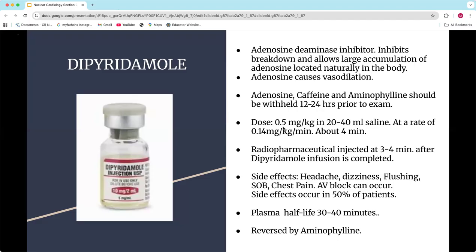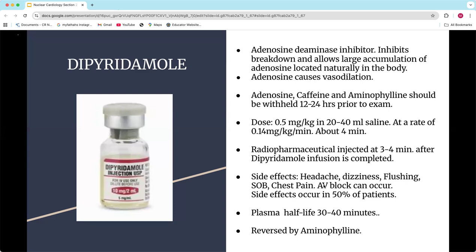The way they dose this is 5 milligrams per kilogram in 20 to 40 ml of saline, and then you create a rate on whatever pump you're using of 0.14 milligrams per kilogram per minute, and it goes for about 4 minutes. The radiopharmaceutical, instead of being injected in the middle like you would with adenosine, is injected after this infusion is completed. And that makes sense because, again, the way this works is it stops the breakdown of adenosine in your body. So that has to take time, those several minutes for it to build up and to cause that vasodilatation, right? And so that's why we inject at the end.